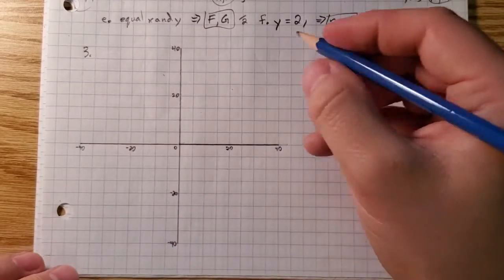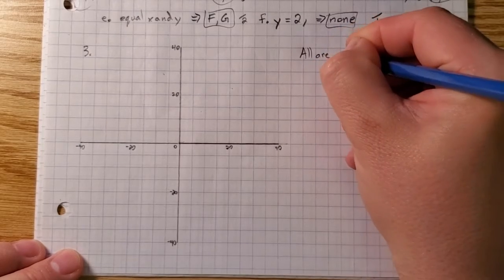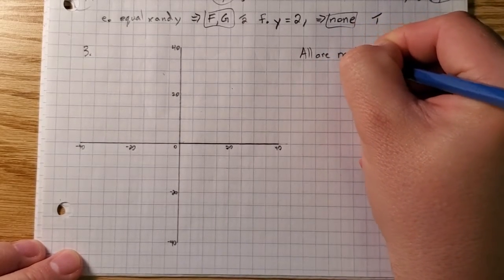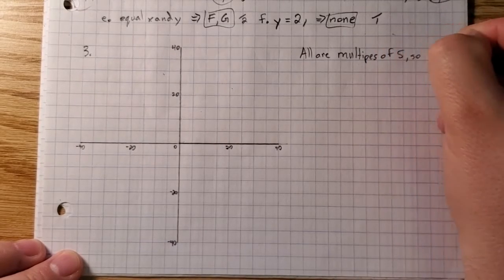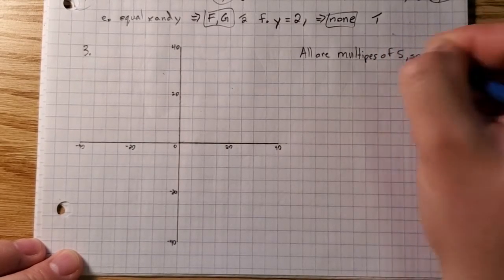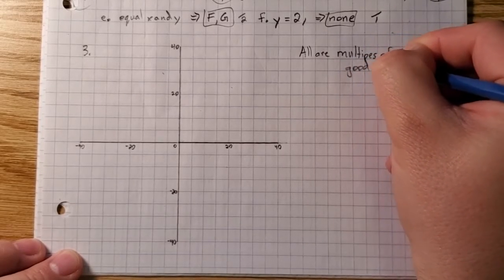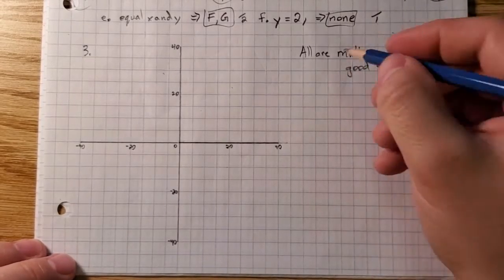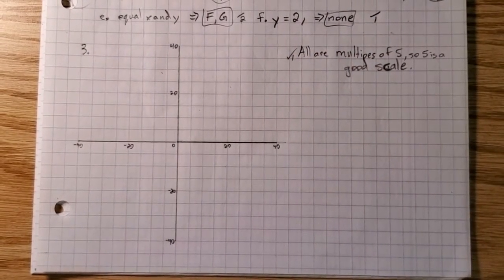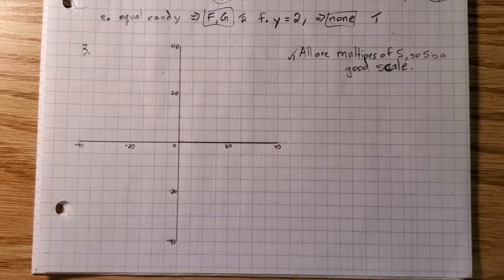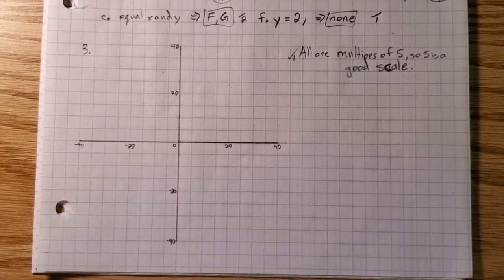Okay, so how do you choose a scale? Well, all are multiples of 5, so 5 is a good scale. That's 1 mark, saying the reason why or how you decided on that, okay? So that's 1 mark. Now it says to draw a coordinate grid. We did that. Look at the ordered pairs below, label the axes, plot each point.